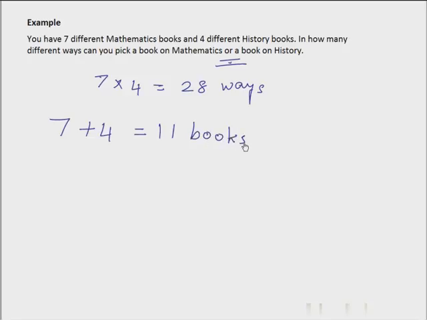How many books do we want to pick? One book out of these. What are the number of ways you can do it? Well, just 11. So, blindly using the multiplication principle here, just because you saw books on mathematics and books on history, is silly. You have to read the question carefully.